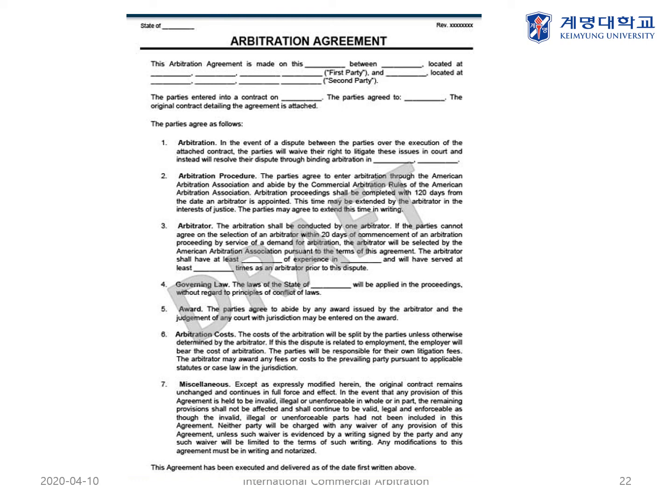And lastly, we have the miscellaneous. As I had mentioned, this covers the legal capacity and validity that will be enforced throughout the arbitration proceedings. And you could see at the last statement, any modifications to this agreement must be in writing and notarized.